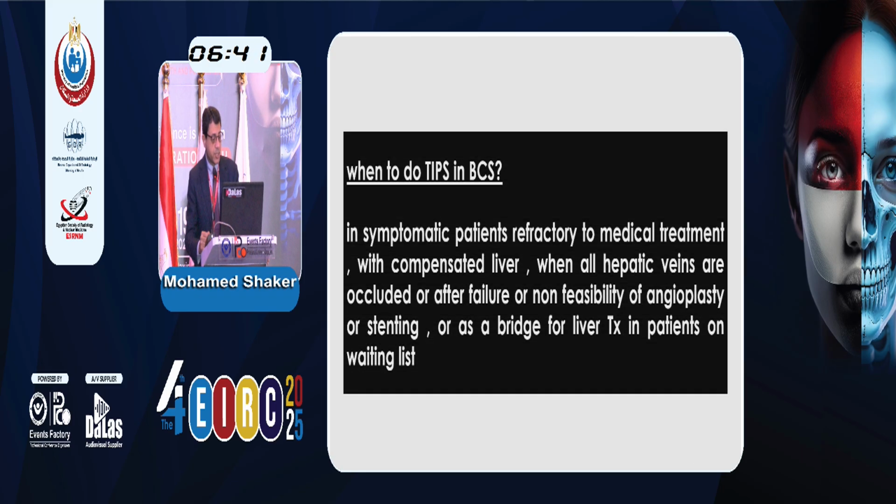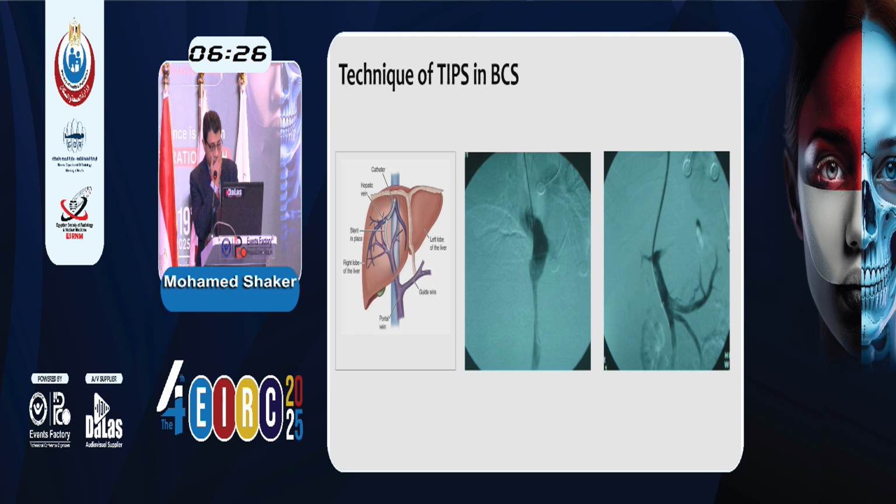So when to do TIPS in Budd-Chiari syndrome: we do it in symptomatic patients refractory to medical treatment with compensated liver, when all hepatic veins are occluded, or after failure or non-feasibility of angioplasty or stenting, or as a bridge for liver transplantation in patients on the waiting list. Techniques of TIPS in Budd-Chiari syndrome: the most common technique is the classic TIPS through the transjugular approach. In this case, we can puncture from the IVC directly. Here at the site of insertion of the right hepatic vein, we anchor our needle and then forward it downward and forward toward the portal vein.